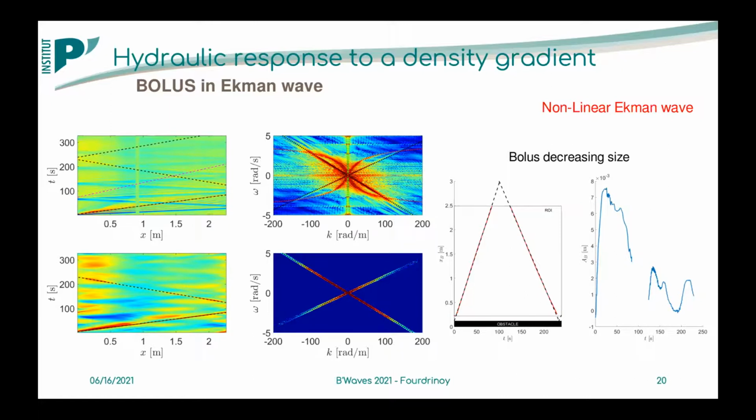The bolus is therefore another structure that can appear when there is a density gradient and a vertical displacement. It is a hydraulic and not a wave structure. This time it's a nonlinear response to the breaking Ekman wave.